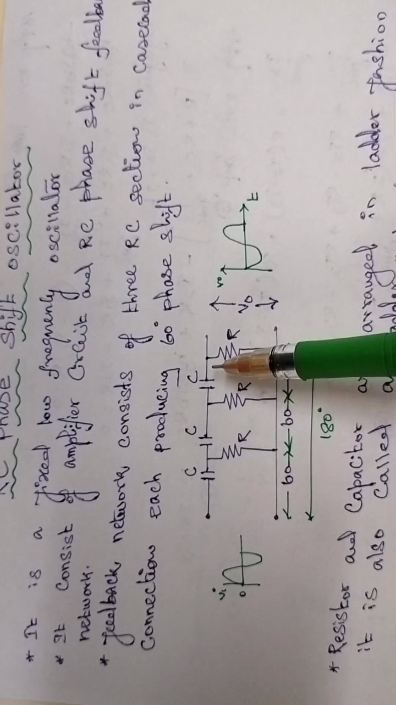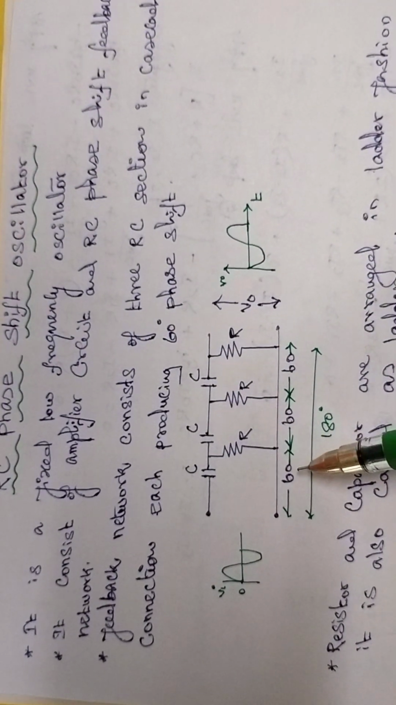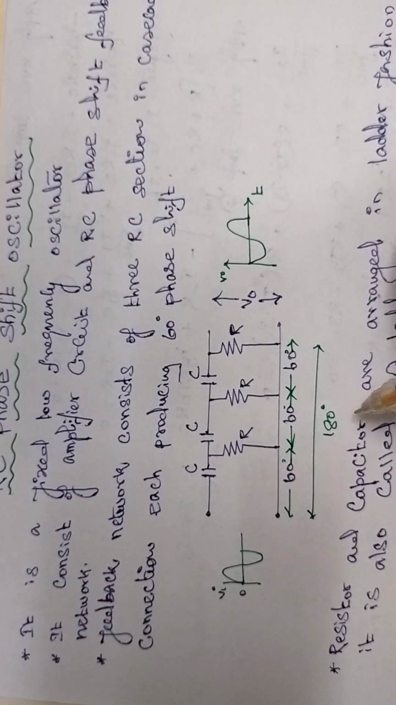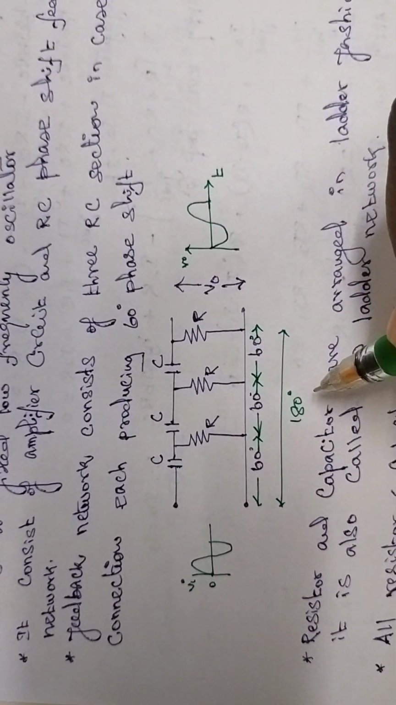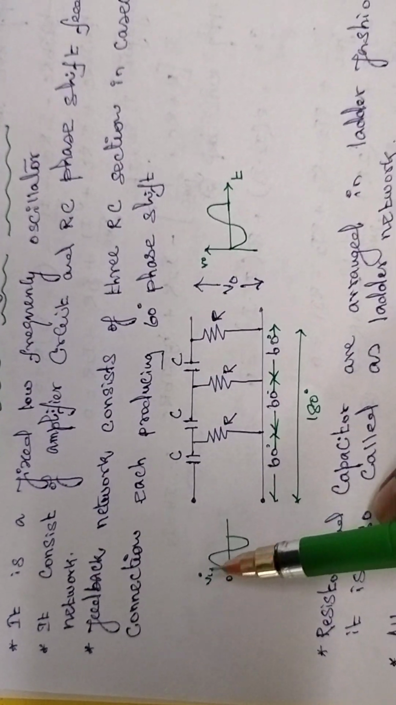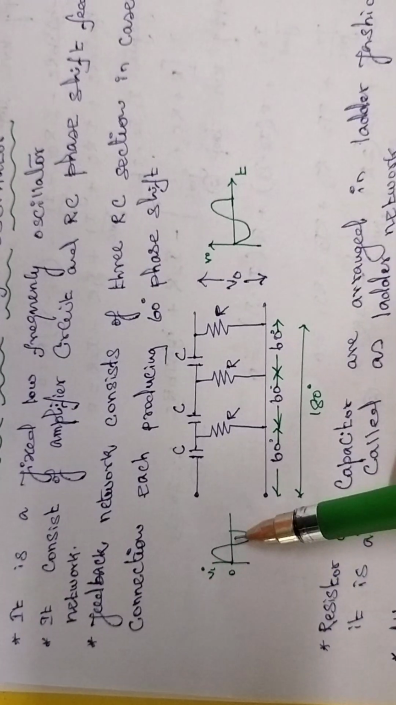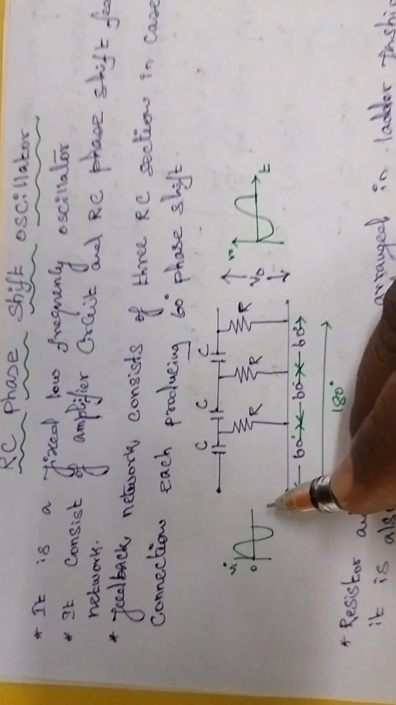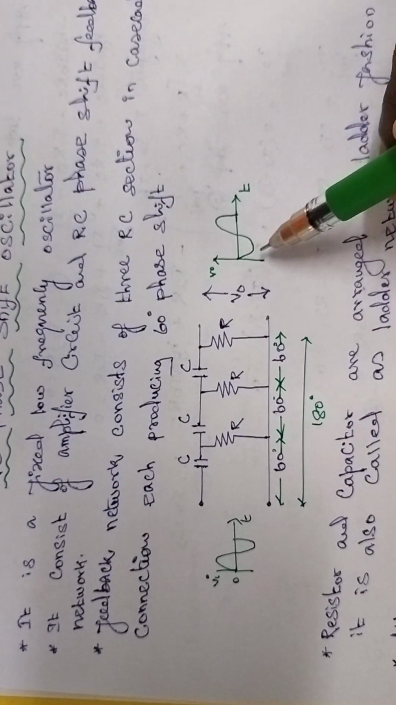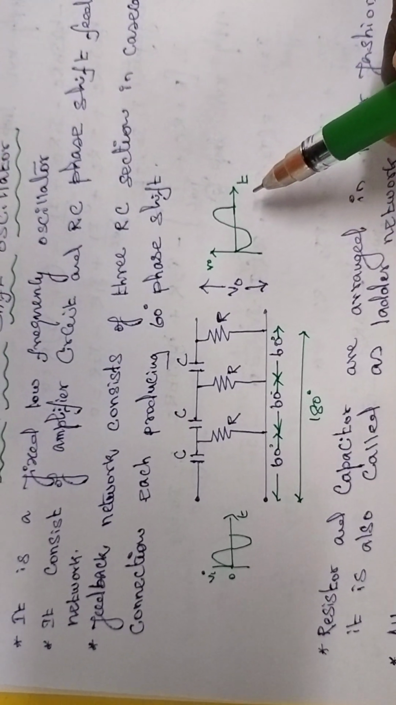RC in three sections. Each section produces a 60-degree phase shift, and in total we get a 180-degree phase shift. So this is the input signal Vi, which gives the positive signal, and this is the output V0, which will get a 180-degree phase shift.